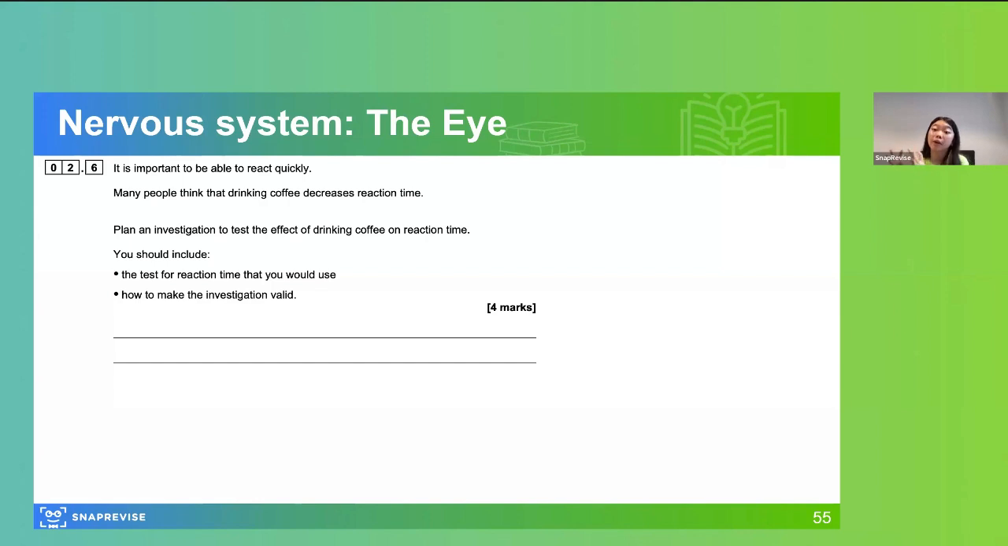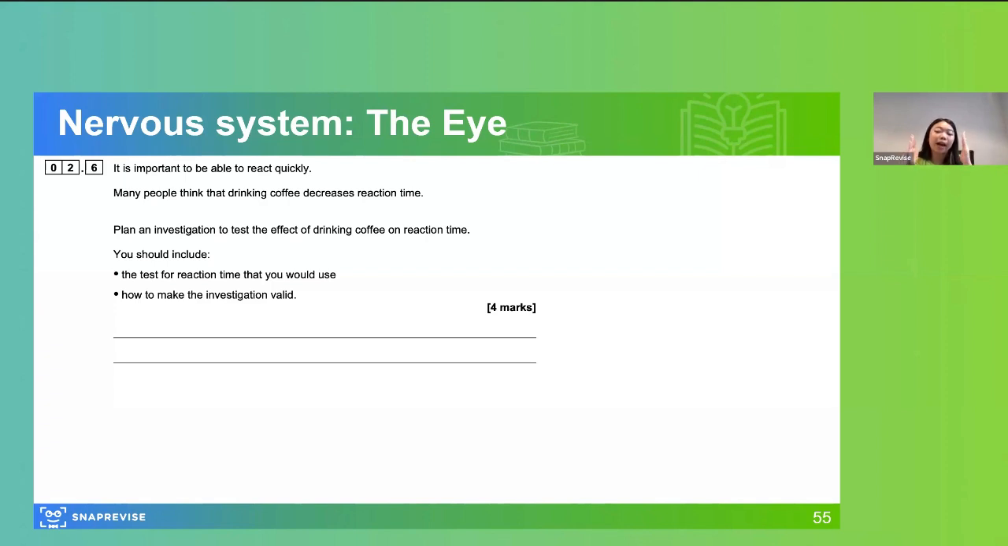Then it's the control variables. This is another section where they want you to get marks from. So what you would control, the amount of coffee you're giving them, the type of coffee you're giving them. So to answer the plan and investigation question, you would talk about the experiment. So you're describing the experiment. Then you're going to talk about the controlled variables. And the last mark is results.